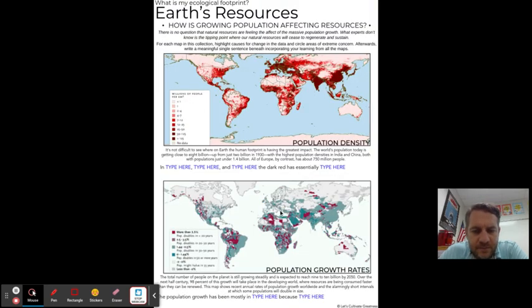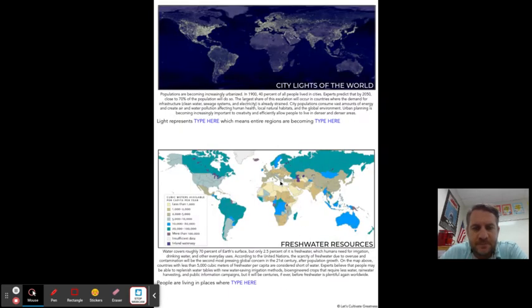The next one is looking at population growth rates, okay? The population growth has been mostly in what countries? Why do you think? Use some of this background information here and just look at some information.